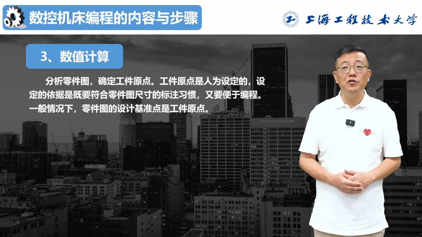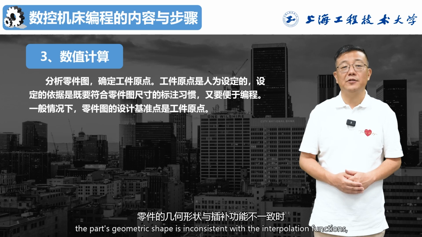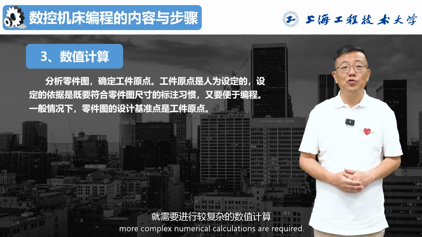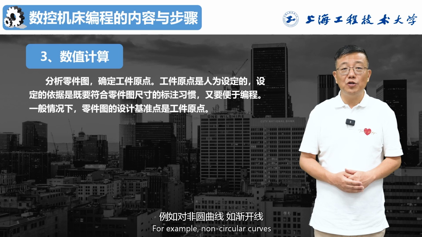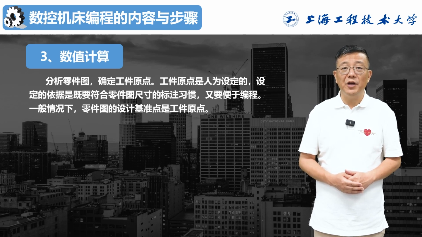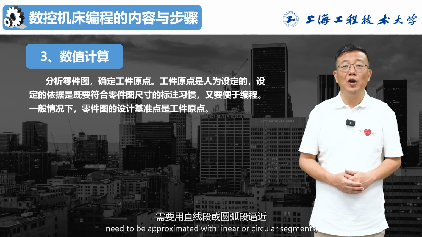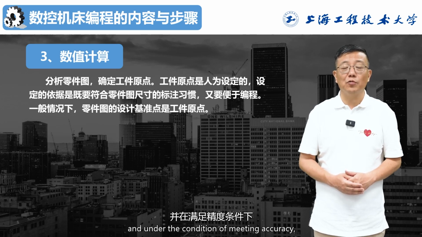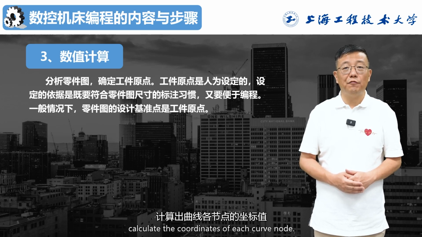For more complex parts, or when the part geometric shape is inconsistent with the interpolation functions, more complex numerical calculations are required. For example, non-circular curves, such as involute curves or Archimedean spirals, need to be approximated with linear or circular segments, and under the condition of meeting accuracy, calculate the coordinates of each curve node.